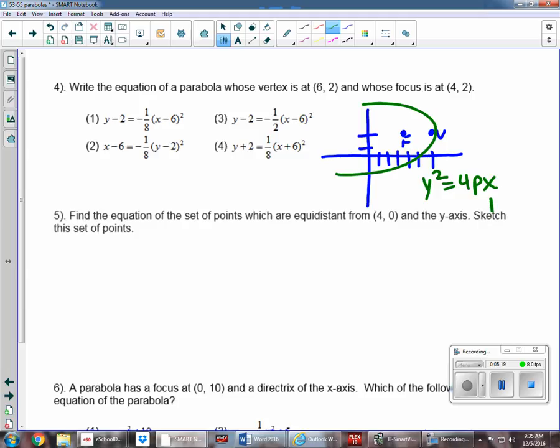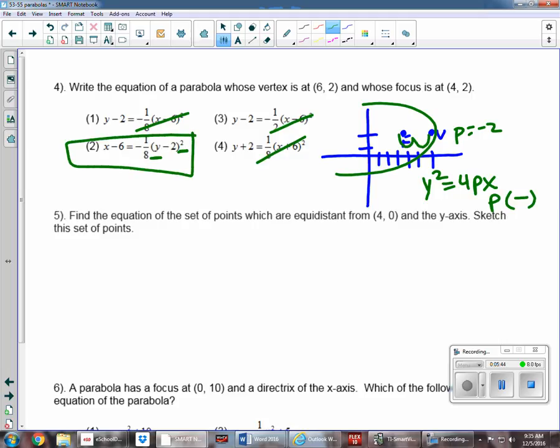Additionally, it also means the value of p is negative, because to move from the vertex to the focus, you're going -1, -2. So your answer here would be the only solution that has a y being squared. This is x squared, no good. X squared, no good. X squared, no good. So this is your answer.